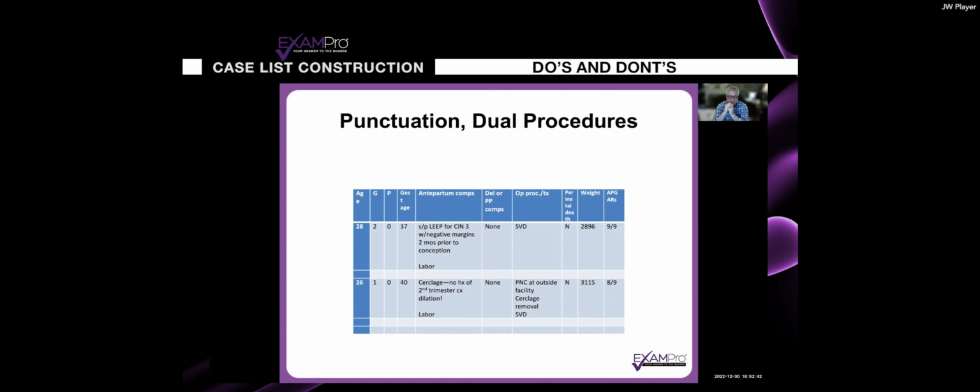Now, here's the situation where a patient had a GYN procedure and she had a vaginal delivery. So she really needs to be on the OB list, but I wrote status post LEAP for CIN3 with negative margins 2 months prior to conception, and then the labor, and you can see how it's listed. So we have both admissions. Now, obviously, this is assuming they both occurred at the same hospital. Now, let's look at the next one, because that's an example for the dual procedures when we want to list it on the OB section.